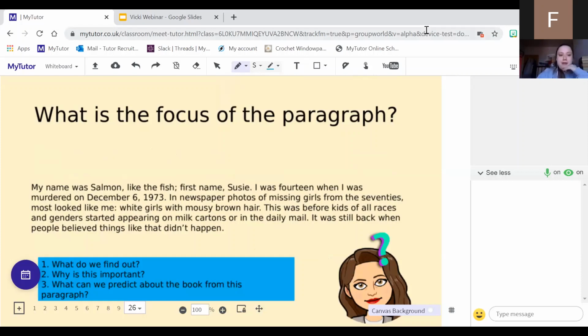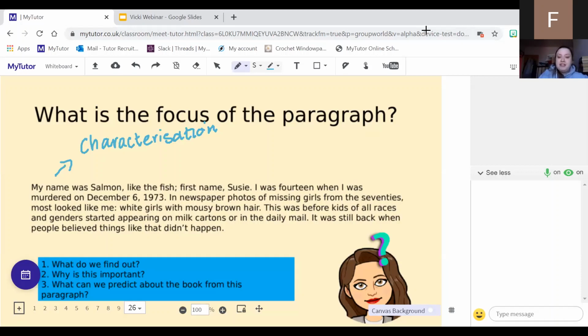My name was Salmon, like the fish, first name Susie. So immediately we know what her name is, so we're already building on characterization, because we're learning something about her as a person. I was 14 when I was murdered on December 6, 1973. Again, we're learning more about her, so this is characterization.